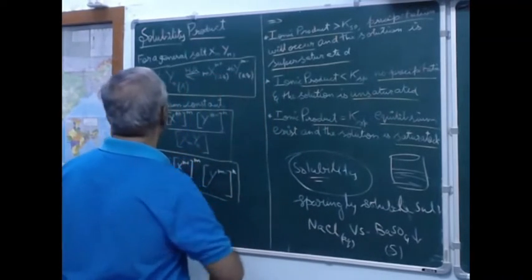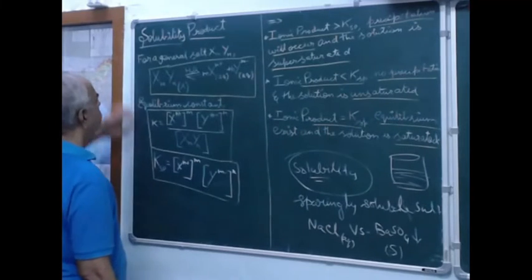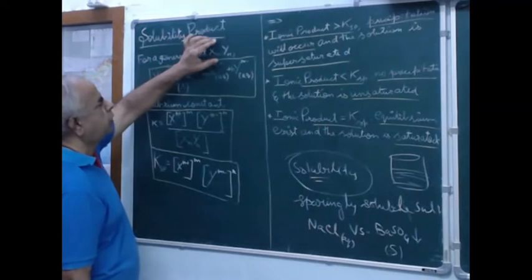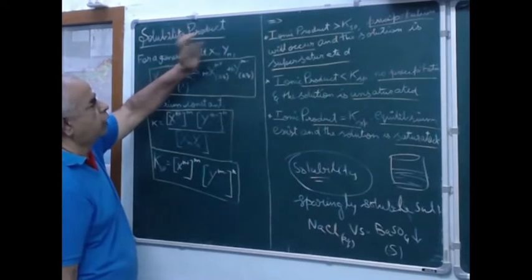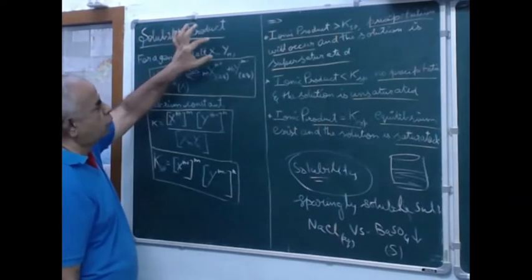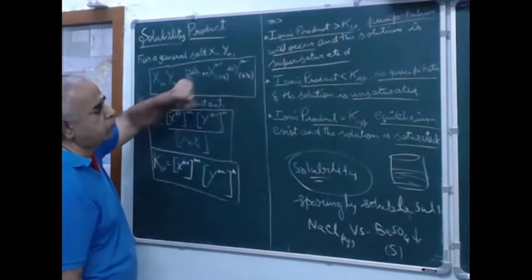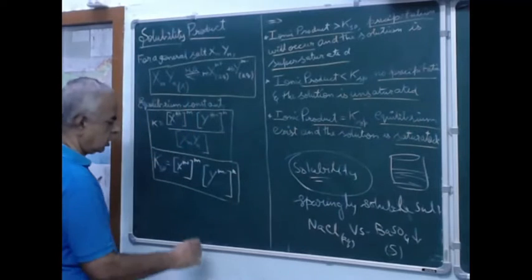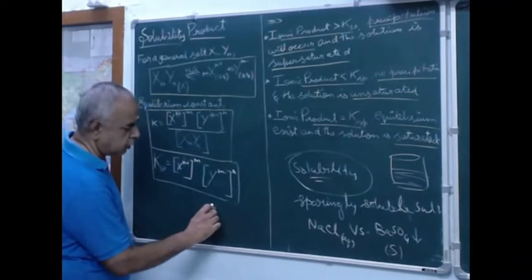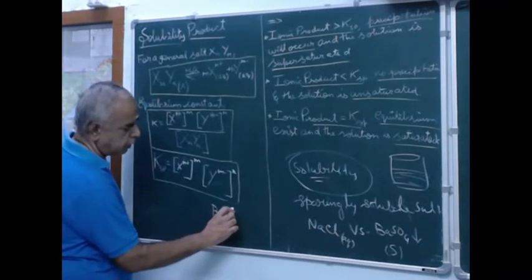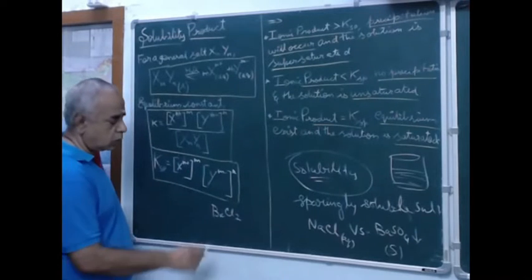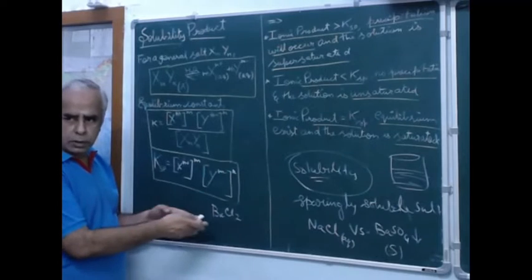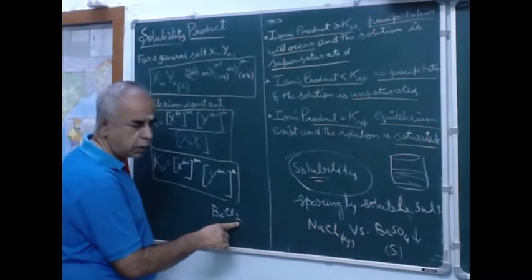Now let us look into the theoretical aspect. For example, let us give a particular salt XmYn. So m and n represent the atomicity. What do you mean by atomicity? For example, let me consider barium chloride, BaCl2. The atomicity of barium is 1. How many atoms are present in that molecule? And the chlorine is 2.